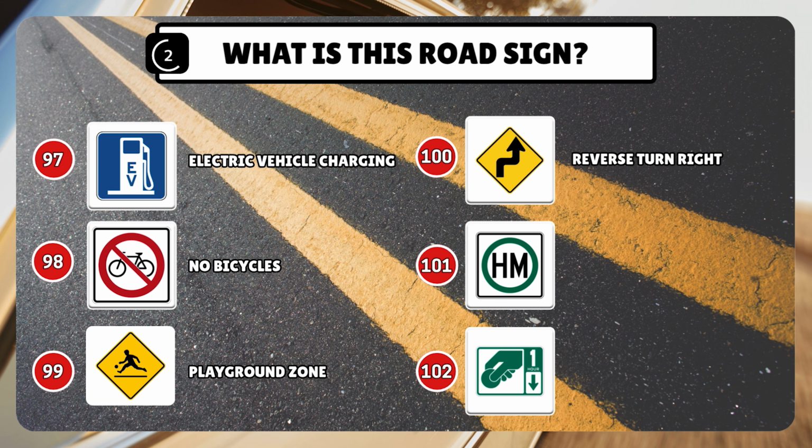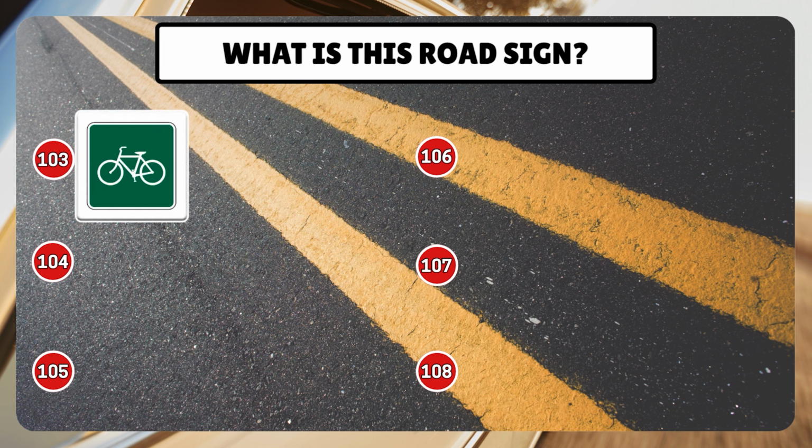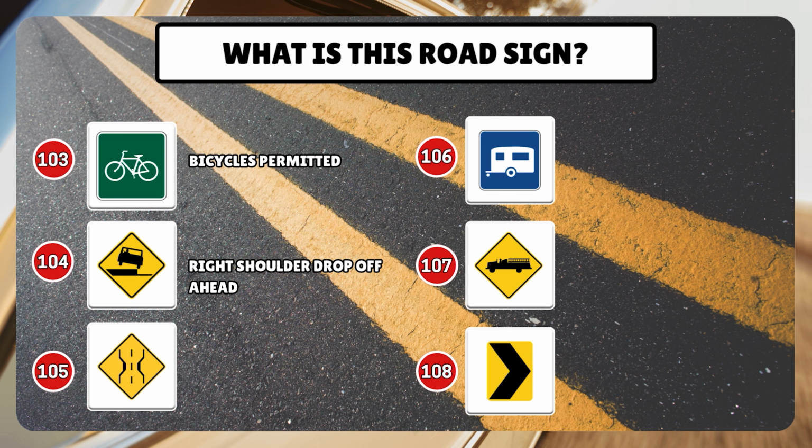That is a hazardous material route sign. That is a parking fee station sign. What is this road sign? That is a bicycles permitted sign. Good observation. That is a right shoulder drop-off ahead sign.